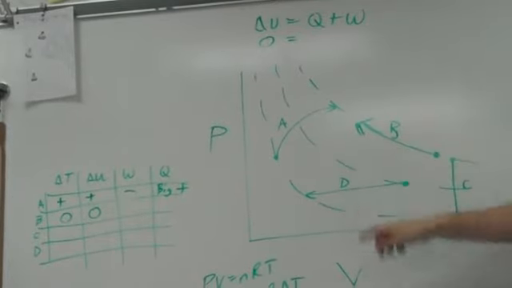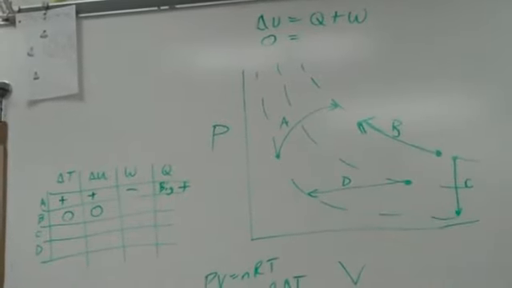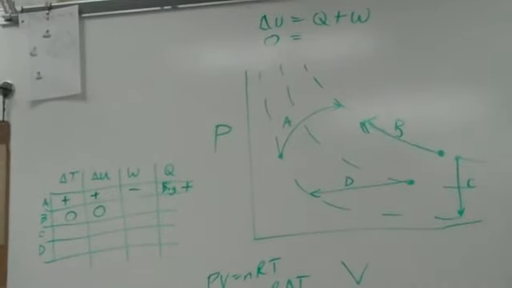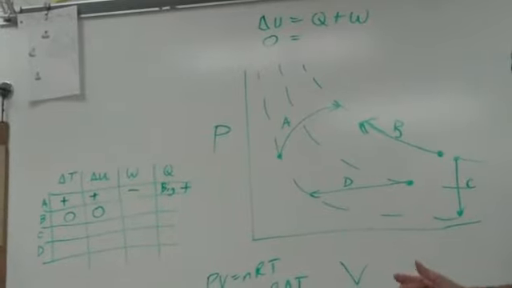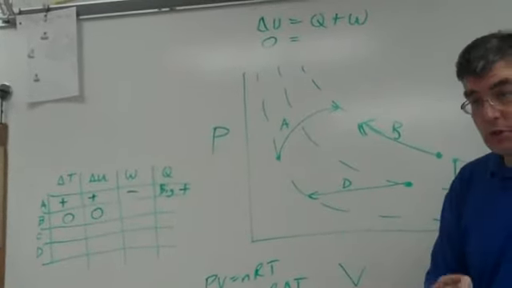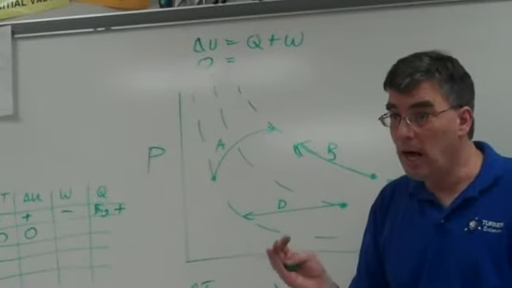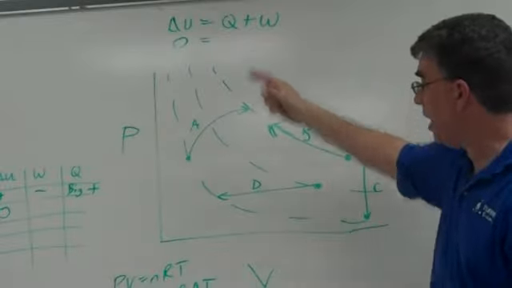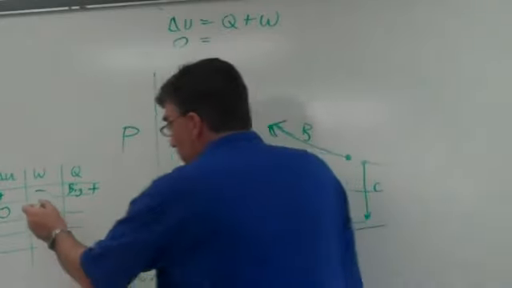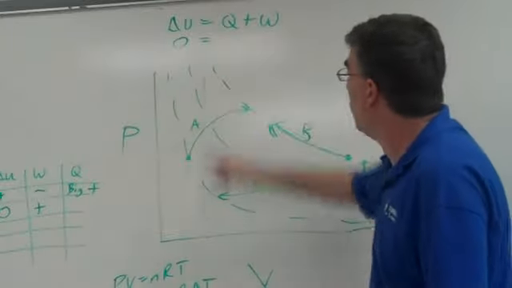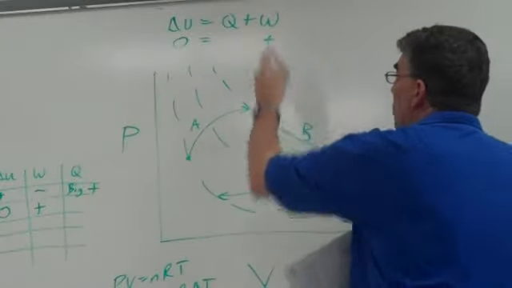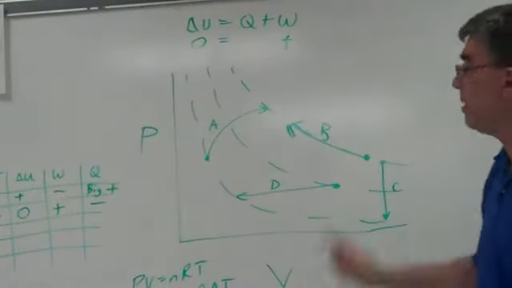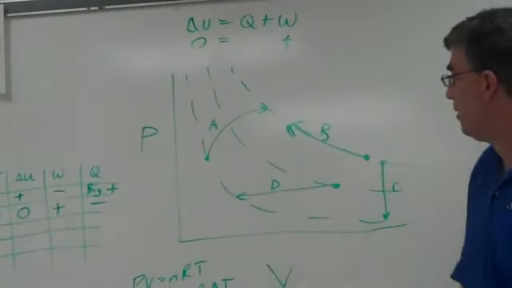Is work being done on the gas or by the gas? The gas is being contracted, so that means the gas is being smushed. If the gas is being compressed, that means work is done on the gas because the volume is getting less. So if work is done on it, then it gains energy, so that's positive W. Well, if delta U is 0 and W is positive, then Q has to be negative. So you have to be losing energy to go from there.